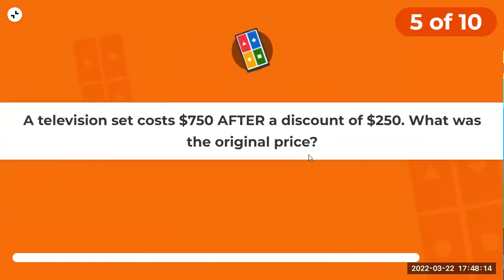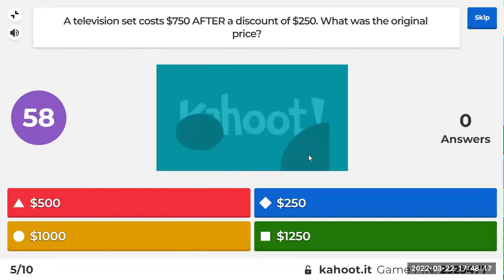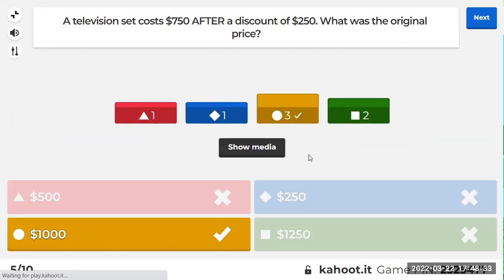So a television set costs $750 after a discount of $250. What was the original price? Now remember, you have a minute to answer these, guys, so don't just rush to get the answer. So the correct response would be, the television cost $750. Now I put after in capital for a reason. So after you got the discount, you'd have paid $750. So what would have been the original price?